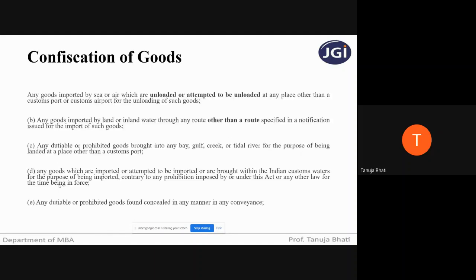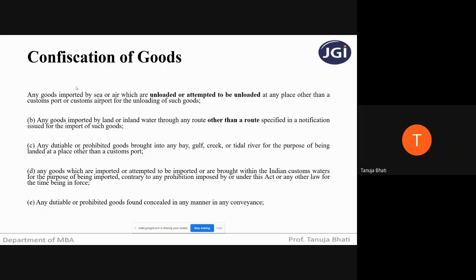Next, what is confiscation of goods? Now, students, there are different scenarios under which confiscation of goods usually happens. Let us understand that first. Any goods imported by sea or air which are unloaded or attempted to be unloaded at any place other than a customs port or a customs airport for unloading of such goods. There are totally 5 situations under which confiscation of goods happens. So what are the reasons? I will tell you all the reasons.